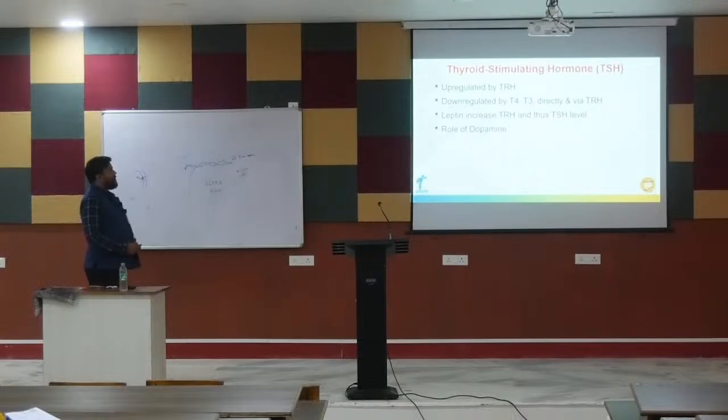So TSH is upregulated by TRH, and downregulated by T3 and T4 directly via TRH. There is another hormone called leptin. Leptin can increase thyrotropin releasing hormone and thus TSH level. And there is some role of dopamine also.